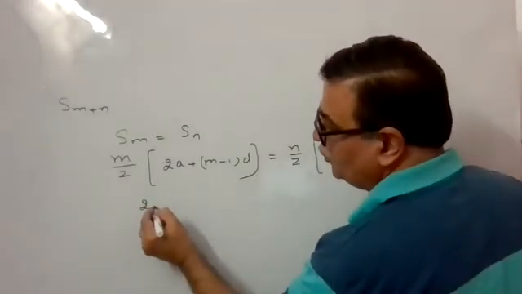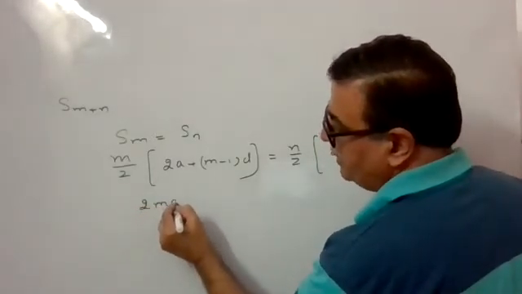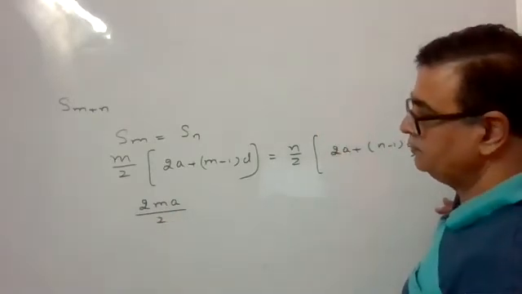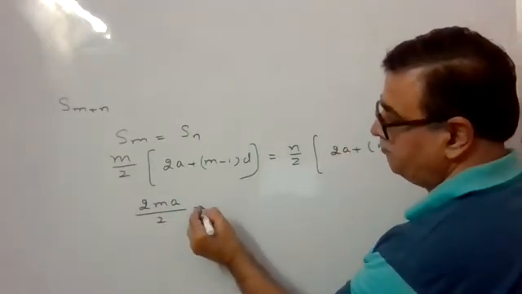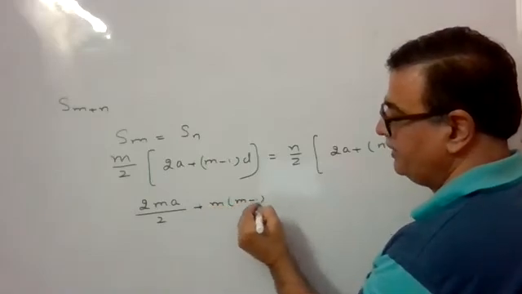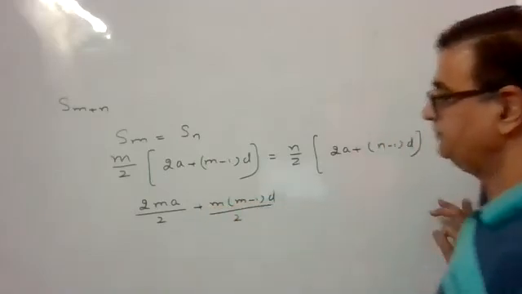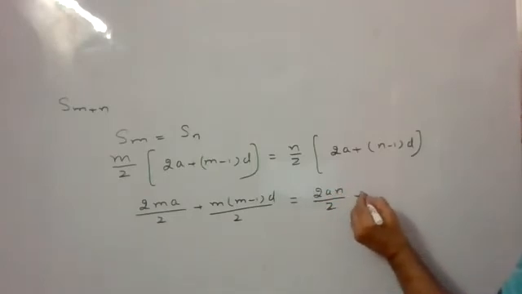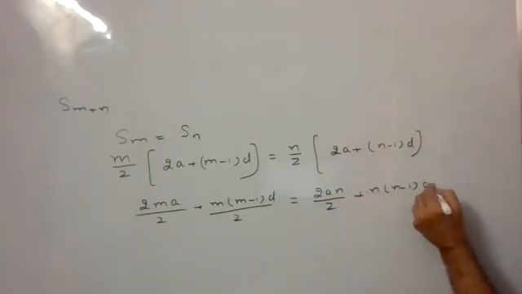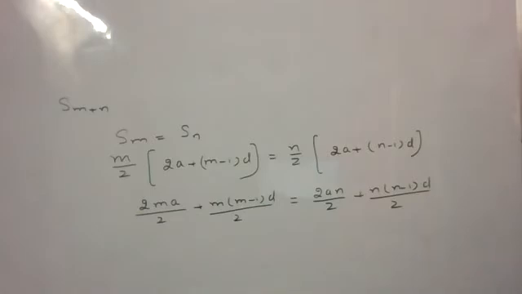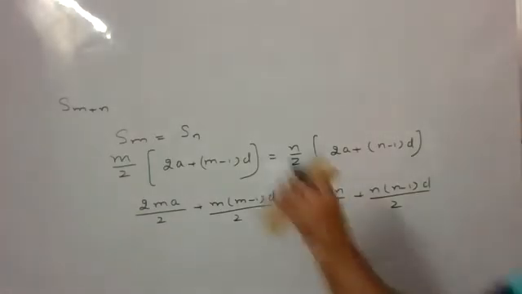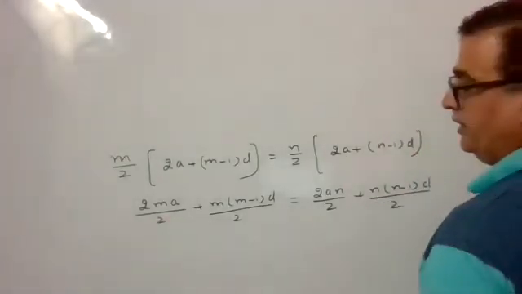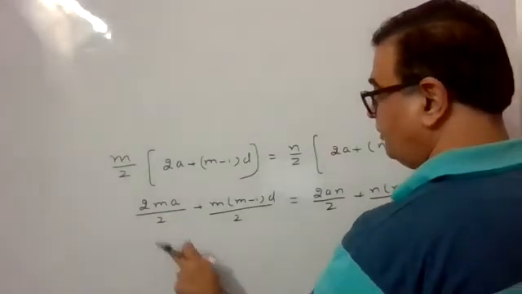Now we solve it. 2ma by 2, right or no? Plus m into (m minus 1) d by 2. Here it will come 2an by 2 plus n into (n minus 1) d by 2. Then I'll take these two terms together. A will be common.